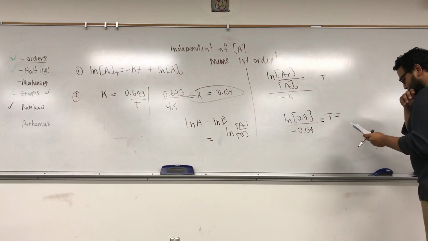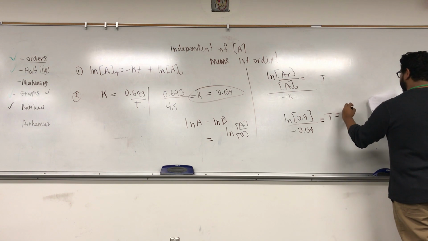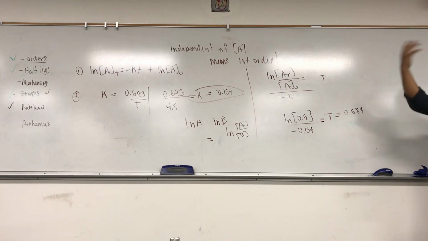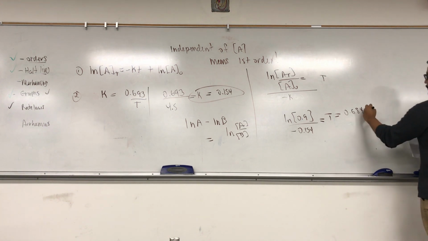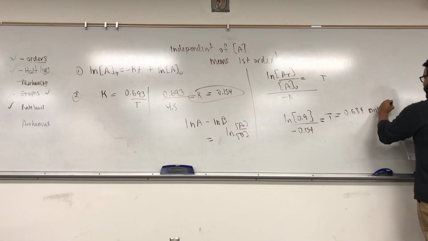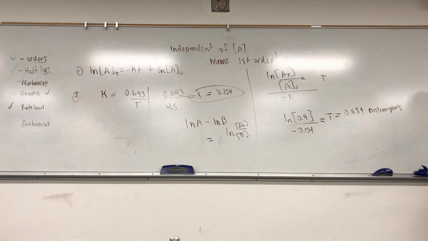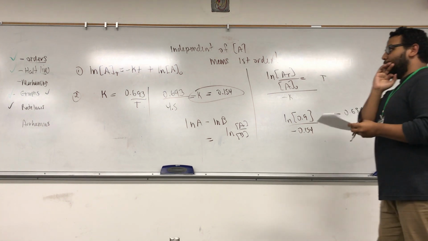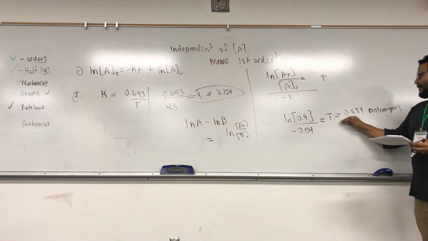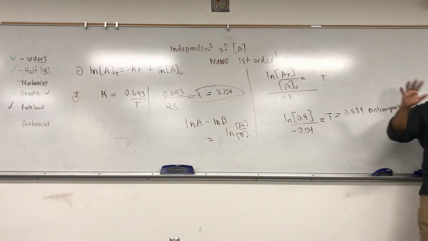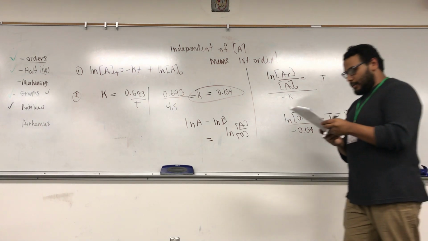It's all for T. Our T is 0.684, which we attach the units of billion years to, okay? Billion years. So that's how long it takes for 10% to decay, which makes sense, right? Because if it's 4 billion years for 50%, if we're getting rid of 10, it's a little bit less than 1 billion years. So our answer makes sense in the scheme of things.